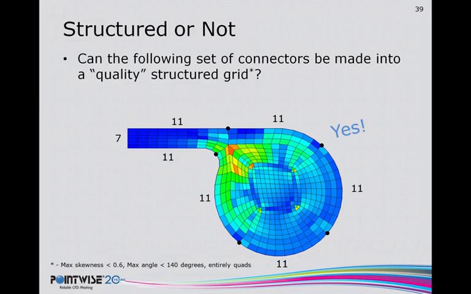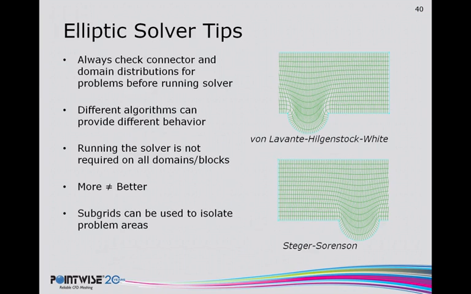Let's hop back over to the slides for a minute and let's talk about some of the other tools in Pointwise. The first thing I'll talk about is the elliptic solver. Pointwise has a lot of settings in the elliptic solver that can really help you achieve a better quality grid whenever the initial grid just isn't quite up to par.